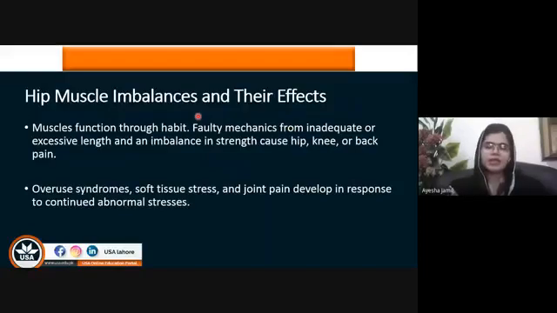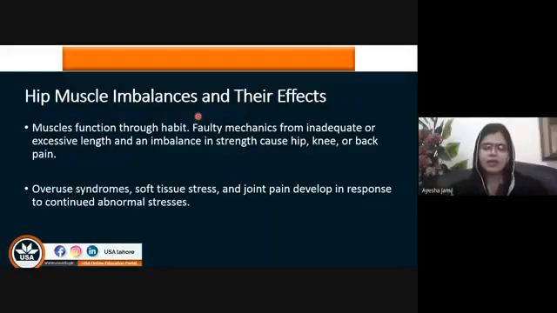Now comes the hip muscle imbalances and their effect. It is seen that one structure is dominant over the other structure, whenever it is tight, whenever it is weak, whenever it undergoes contraction, whenever it is in pain or restricted motion. Obviously, muscle functions through habits. So whenever the habits are poor, whenever bad habits are assumed, or poor posture is executed, there will be imbalances seen in the muscle. And in that condition, one muscle overrides the other muscle.